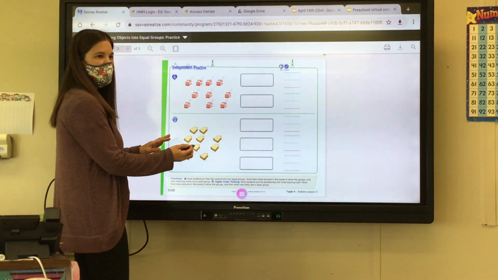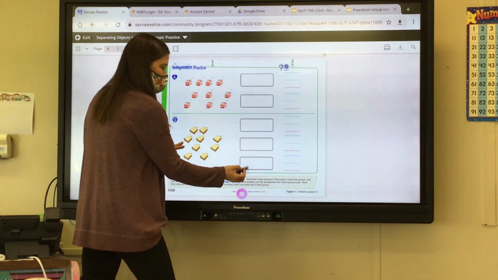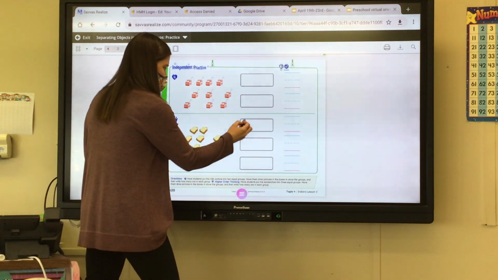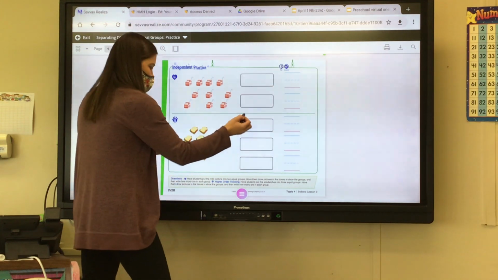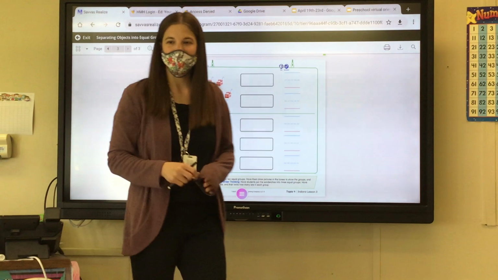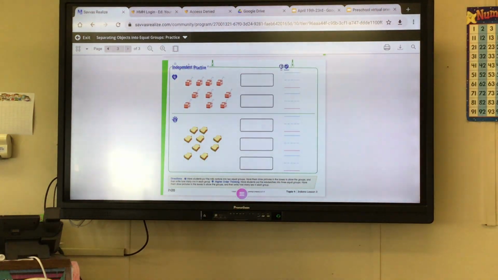So you're going to do the same thing, except you're going to just make sure you go to the last box here. So you're going to put 1 in the top box, 1 in the middle box, 1 in the bottom box, and then you're going to go back up to the top and go through them. And then you're going to write how many were in each group. See if you can make 3 equal groups.